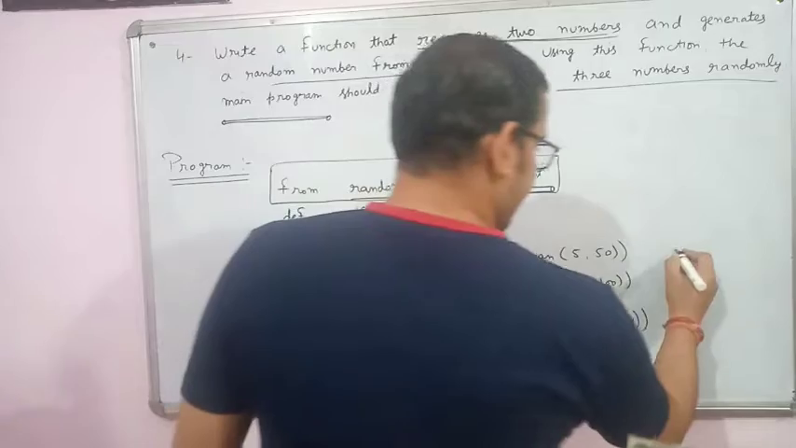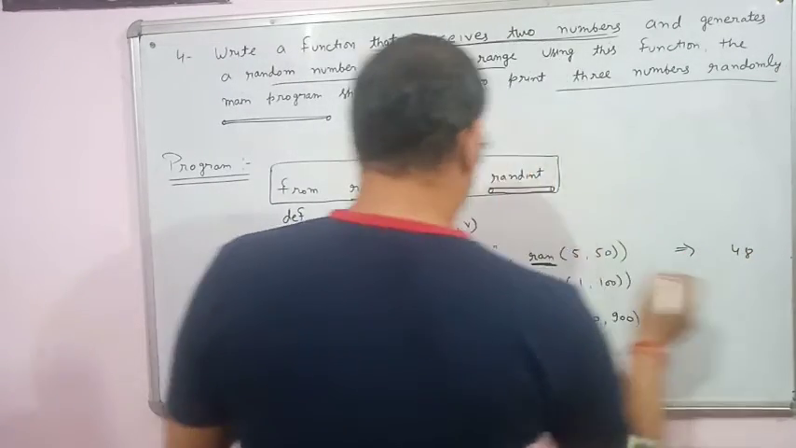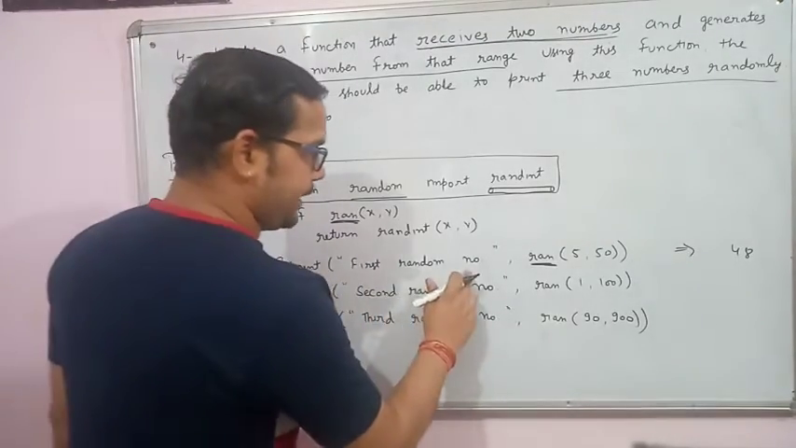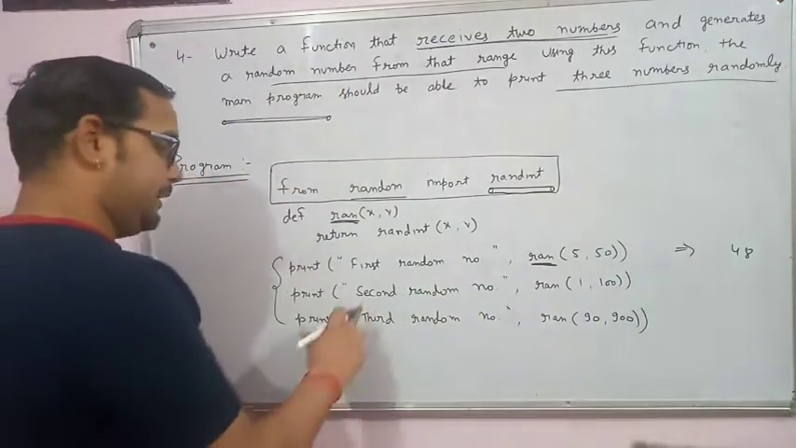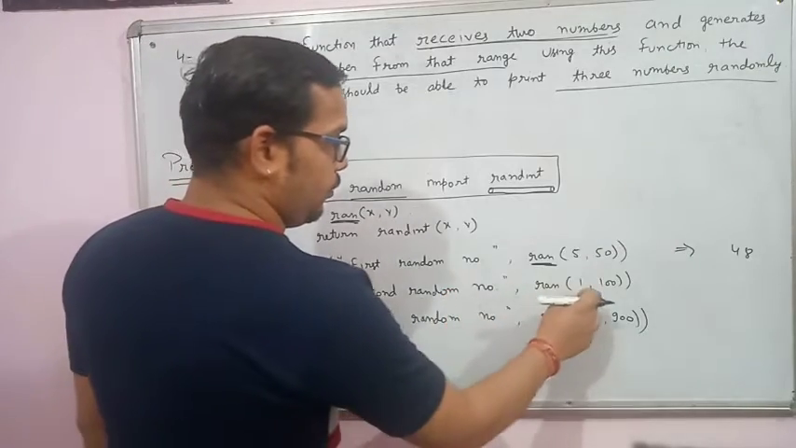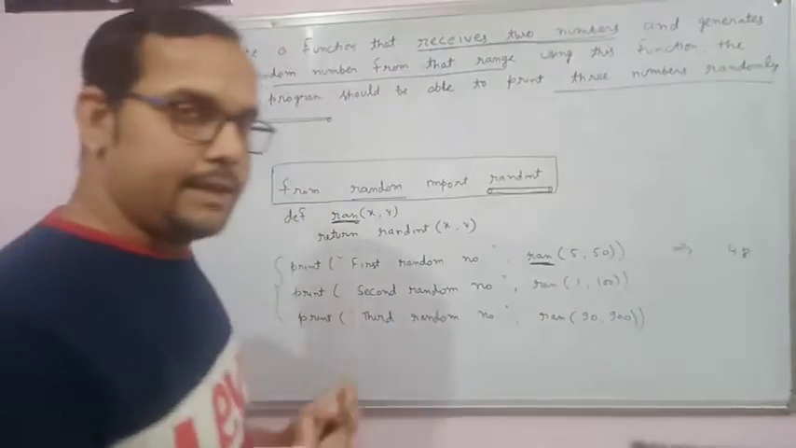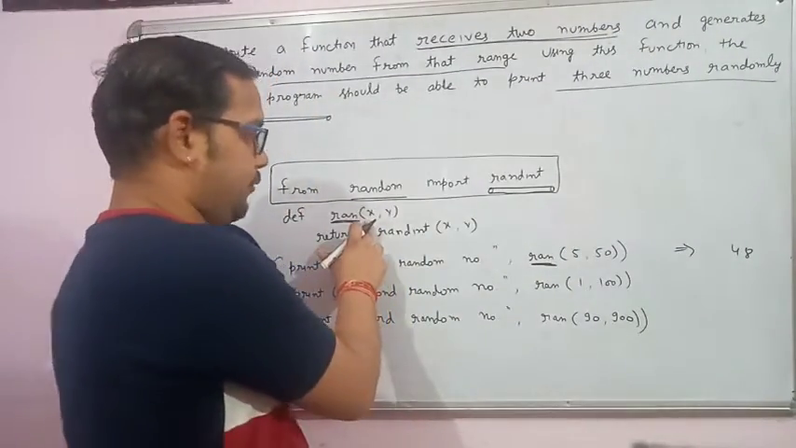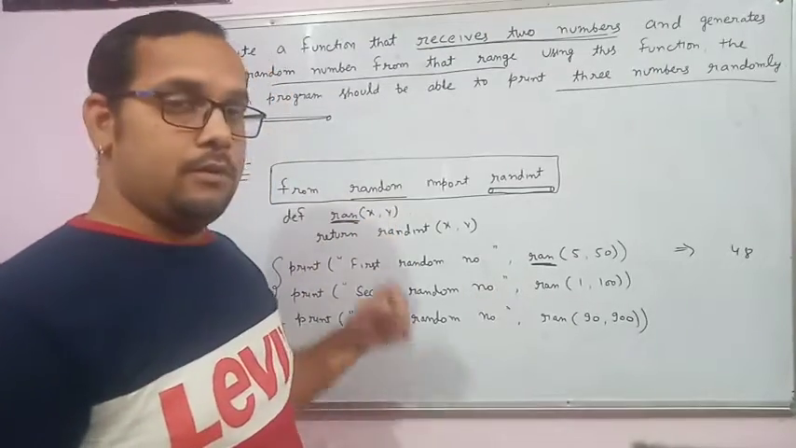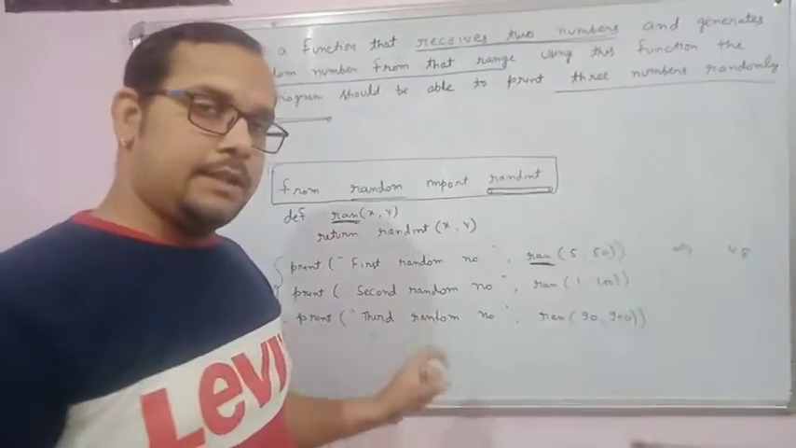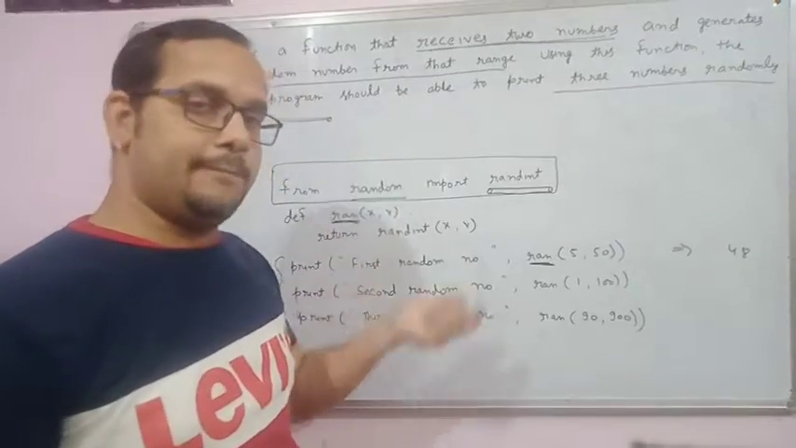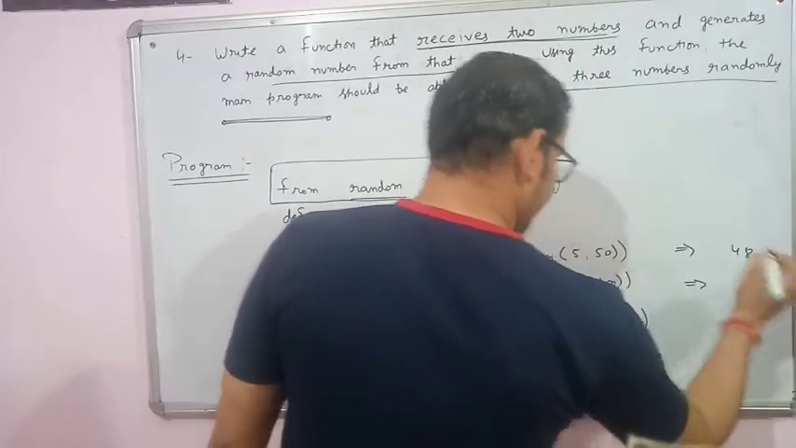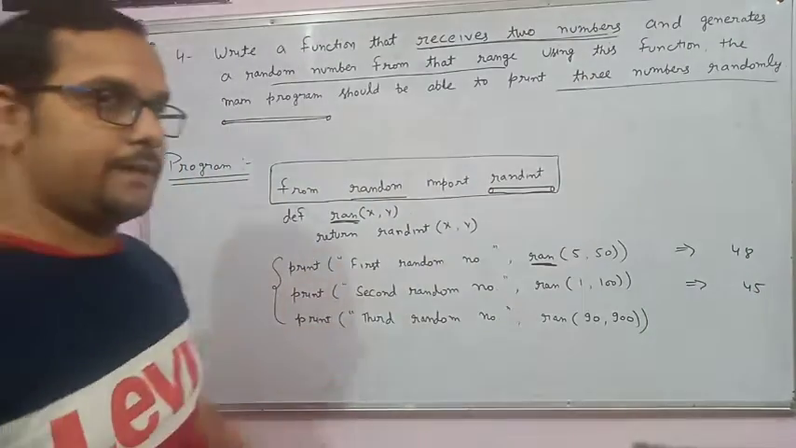So suppose it generates a number like 48. The output will display: first random number 48. Similarly, second random number, ran(1, 100). Here we are passing a range from 1 to 100, so the value of x is 1 and the value of y is 100. In this given range it will print any number. Maybe it will display a number like 45. So second random number 45.